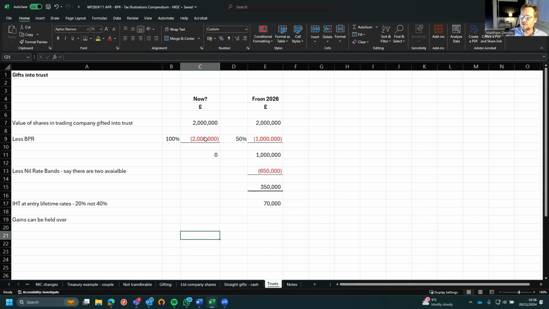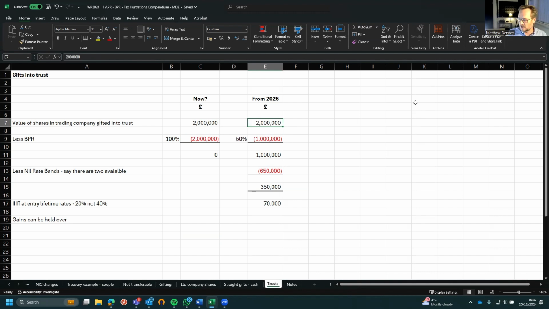So at the moment, if you had a £2 million business and you did this before April 26, you could always hold over the capital gain when you transfer shares into a trust. Doesn't matter whether the company's trading or not, you can do that. But let's assume it's a trading company. At this point in time, we've got 100% business property relief. Therefore, we've got it into a trust. We're still on the 7 year clock. So if we don't survive that gift 7 years, I think it's still brought into account in the death estate, but we don't have an entry charge.